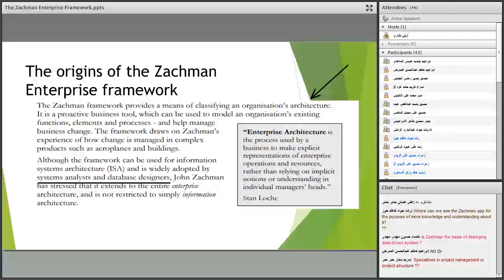So, as I said, I will repeat: enterprise architecture is the process that we use to make explicit representations of enterprise operations, resources, and functions.